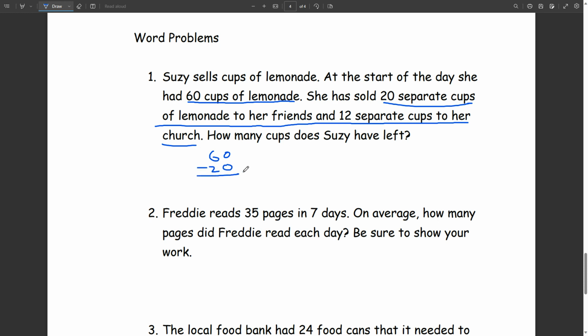Right, so we can do 60 minus 20 first, so 0 minus 0 equals 0. 6 minus 2 equals 4. So we get 40. Now we can use 40 to subtract the 12 separate cups she sold to her church. So 40 minus 12. So 0 can't subtract 2. We need to take away 1 from this 4 to make it 3, and add 10 to the 0, which becomes 10. And then 10 minus 2 equals 8. And then 3 minus 1 equals 2. So we get our answer as 28 cups.